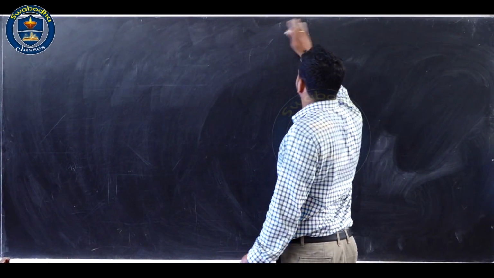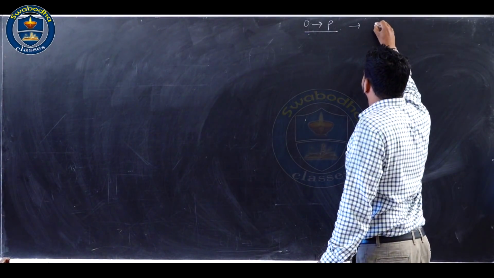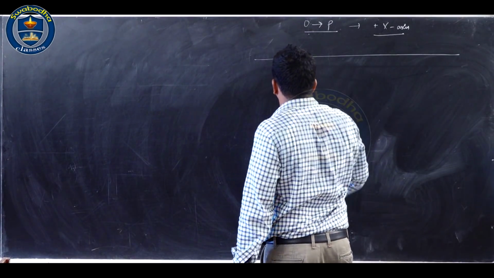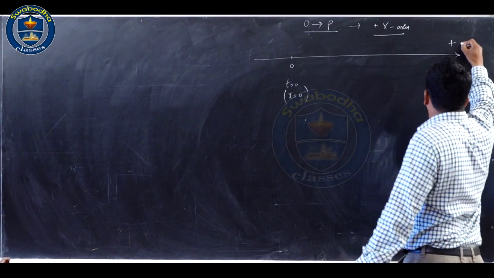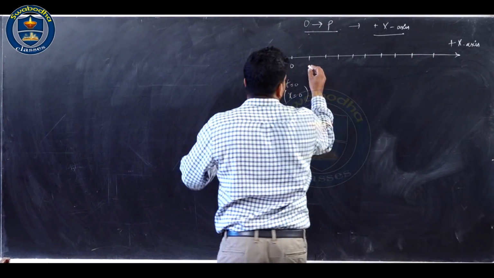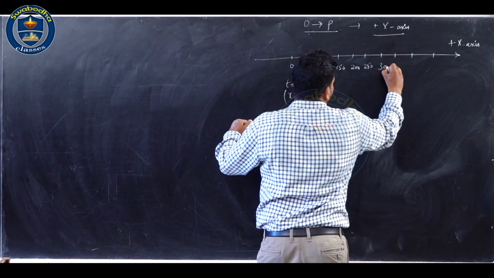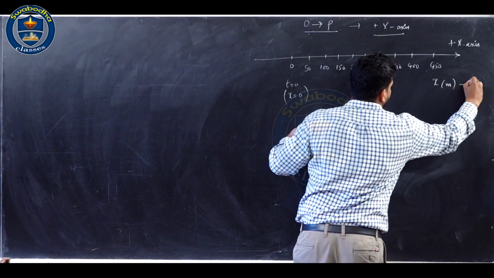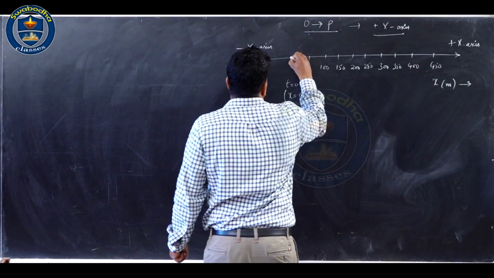We consider the motion of a car from O to P along the positive x-axis. Imagine it like this. As we discussed in the first class, let this be the origin, at t equal to 0, x equal to 0. This is the positive x-axis. This is 50 meter, this is 100 meter, 150, 200, 250, 300, 350, 400, 450 meter. So this is x in meter. This is the negative x-axis. This is the origin, the reference point.